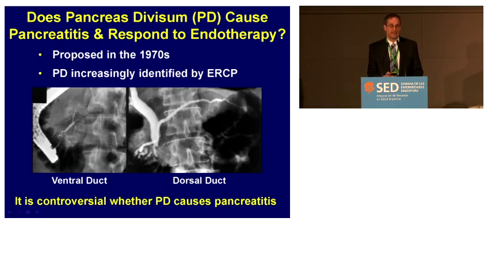During the 1970s, pancreas divisum was increasingly discovered by ERCP and led to the question of whether pancreas divisum caused pancreatitis. The left panel shows a truncated but normal-appearing ventral duct in a patient with pancreas divisum. The right shows a normal dorsal duct. We'll return to this patient. It is controversial whether pancreas divisum causes pancreatitis.